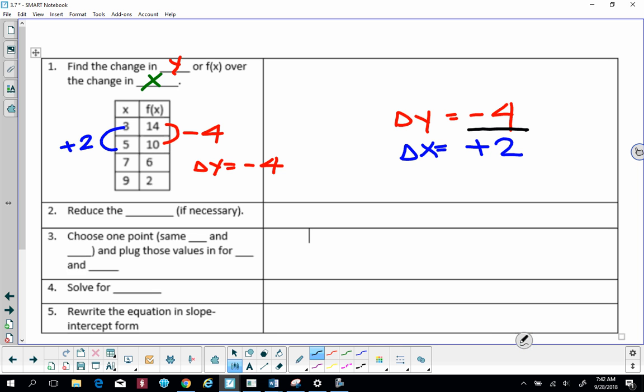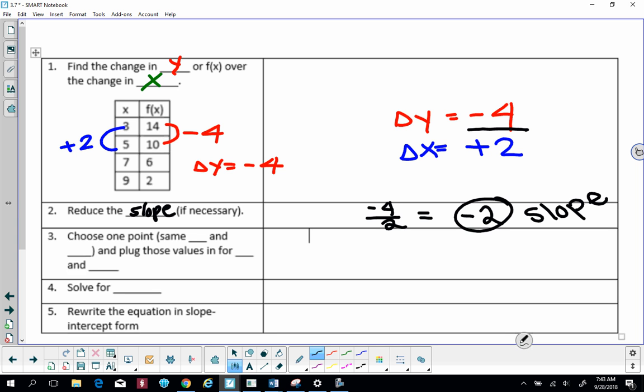What's the next one? So the next thing is reduce that fraction. So right here, reduce the slope if necessary. So what is negative 4 over 2 reduced to? Negative 2. So I know my slope is negative 2.